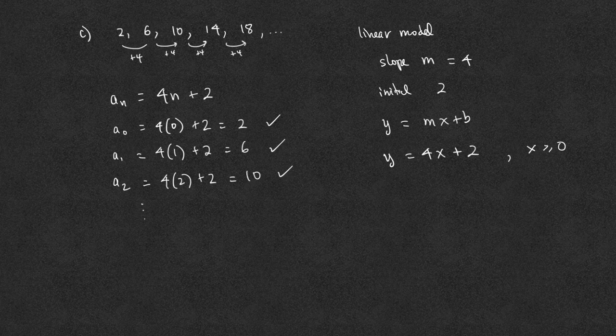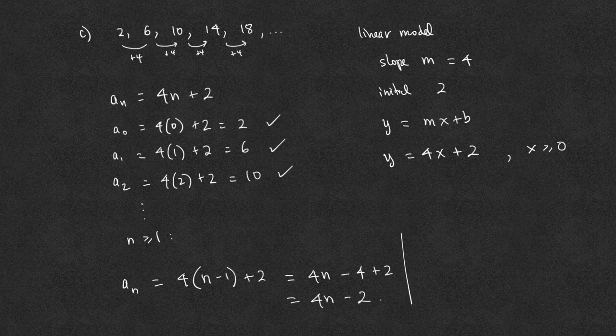Now, if we insist that n start with 1, then we simply shift this model or formula 1 unit horizontally. And so a sub n is 4, and we would move n to the right 1 unit. This formula is now 4n minus 4 plus 2, or 4n minus 2. But only when n starts with 1.